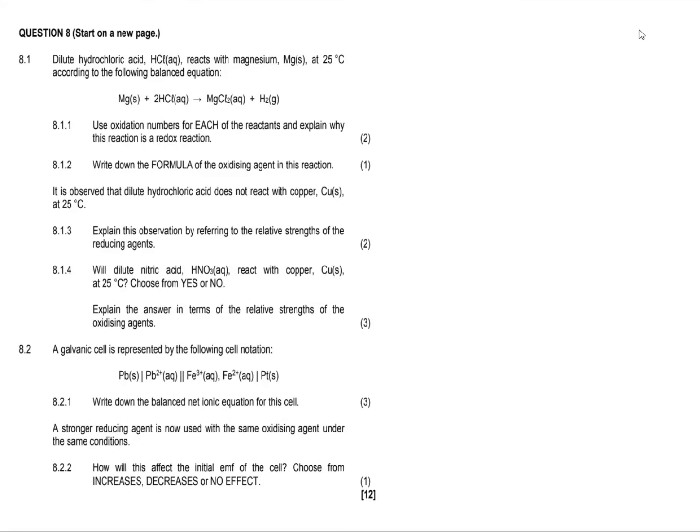Okay, so we have this question 8 here. It says dilute hydrochloric acid, HCl, reacts with magnesium at 25 degrees Celsius, which is your standard temperature, according to the following balanced equation. They say use oxidation numbers for each of the reactants and explain why this reaction is a redox reaction. What we want to start with is laying down all the reactants. We have magnesium, which is an atom, so it has an oxidation number of 0. The HCl has to ionize; when it ionizes, it breaks down to H+ and Cl-.